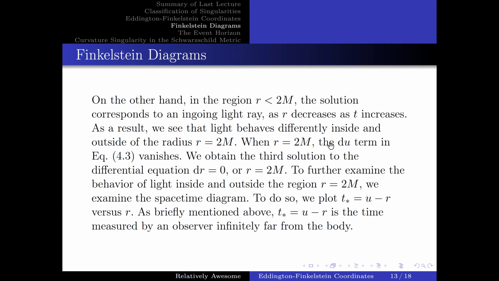When r equals 2m, the du term in equation 4.3 vanishes. We obtain a third solution to the differential equation, namely dr equals 0 or r equals 2m. To further examine the behavior of light outside the region r equals 2m, we examine the space-time diagram. To do so, we plot t star equals u minus r versus r. As briefly mentioned, t star is the time measured by an observer infinitely far from the body.